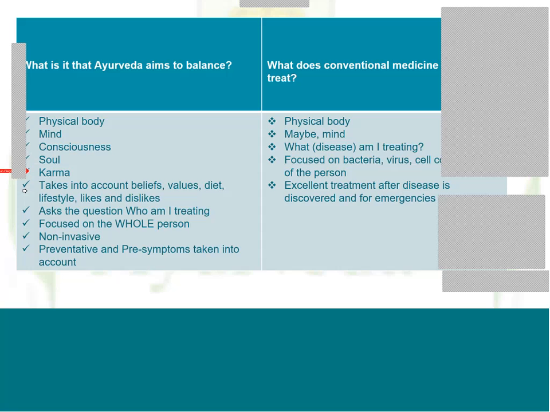But karma affects what happens, what we do and how we view things in this life is also affected by things that we've done in previous lives. This is something that is uniquely the perspective in Ayurveda as part of the ancient philosophical systems coming from India. Ayurveda also takes into account what are our beliefs, what are our values, what's our diet, what's our lifestyle, what are our likes and dislikes. These are all very important things.